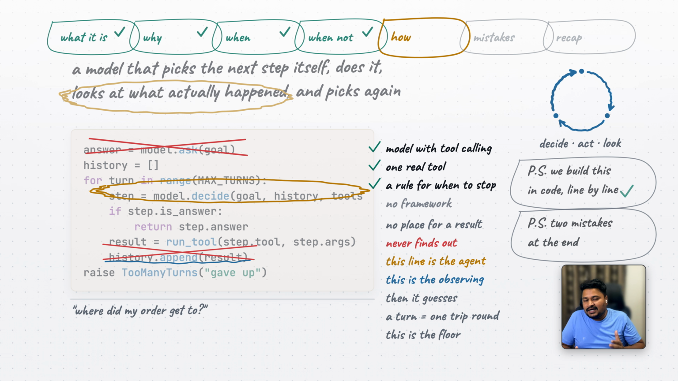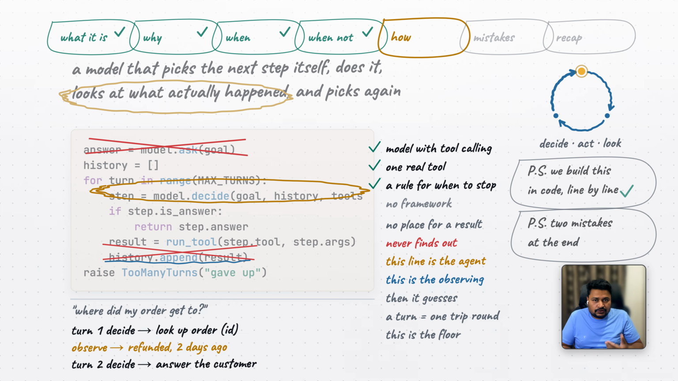A customer asks where their order got to. Turn one, the model calls lookup order with the order ID. It observes what came back: refunded 2 days ago. Turn two, it has enough, so it answers. Two turns, and the second one only exists because of what the first one found.